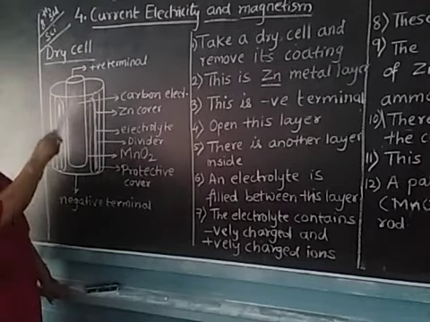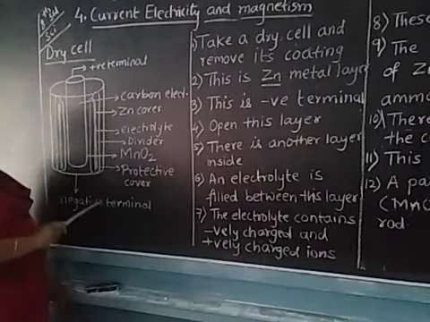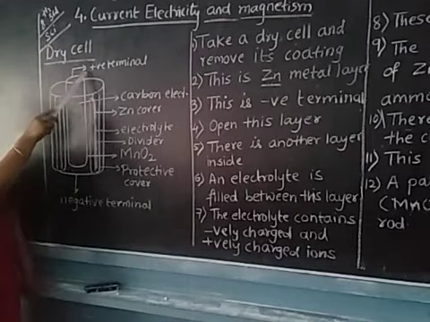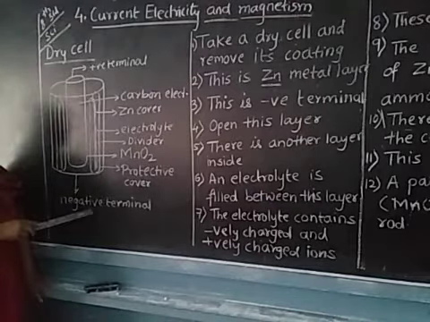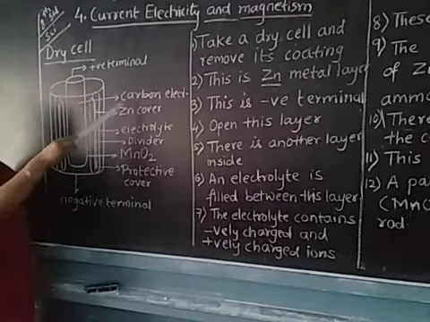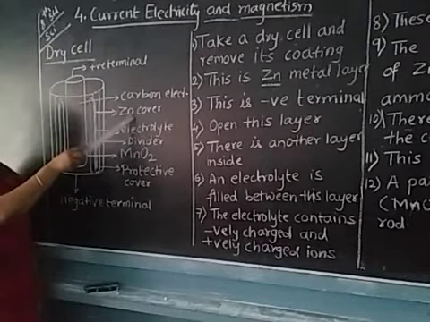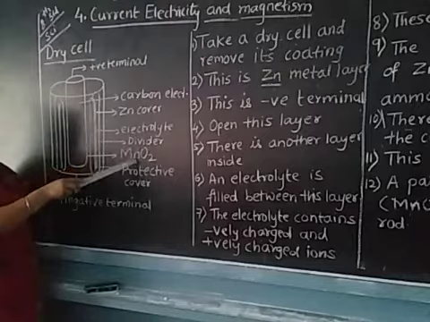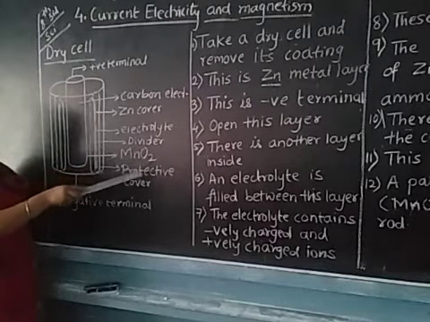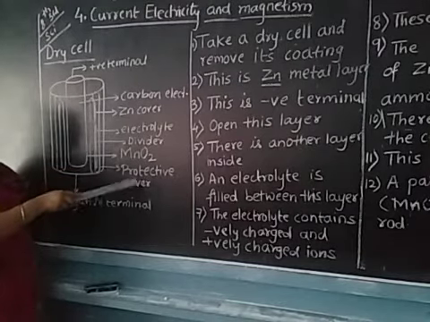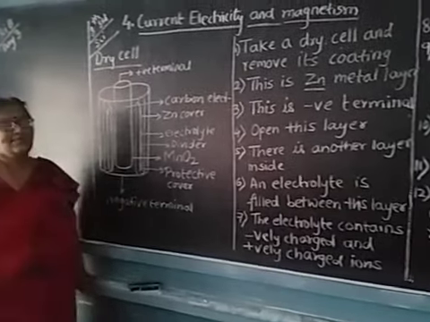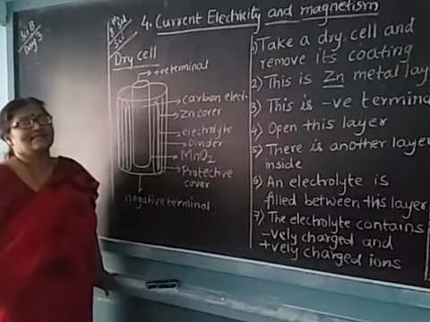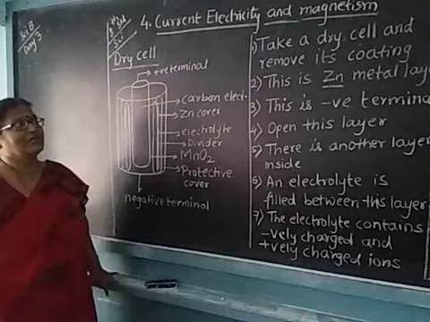Whenever you see the dry cell, it has two terminals. One is a positive terminal, one is a negative terminal. There is a carbon electrode, zinc cover, electrolyte, divider, manganese dioxide and a protective covering. Now, how is this dry cell actually made up? That we are going to see.